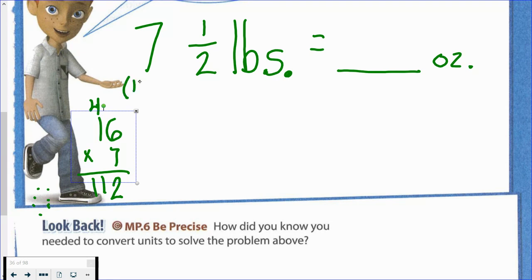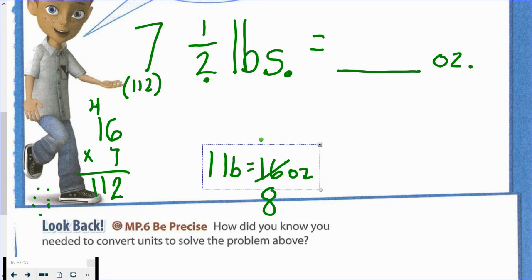Now, here's what's a little bit tricky here. That's only for the 7 pounds. We still haven't done anything with our fraction. So now here's what we have to think about. We know 1 pound has 16 ounces. So we need to now think about, well, what's half of that? This is why it's so important to know your math facts. If you know your math facts, you know that half of 16 is 8. I know that because 8 times 2 gives me 16. So half of a pound in ounces is 8 ounces.